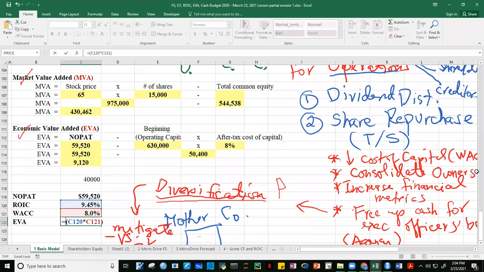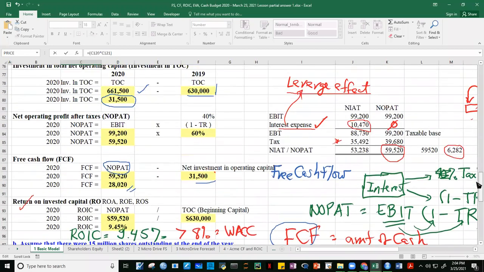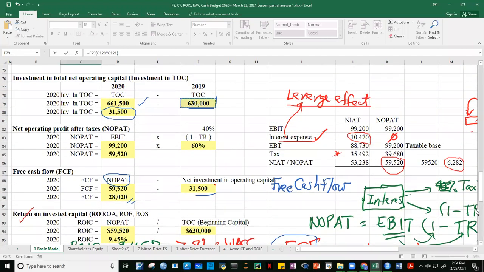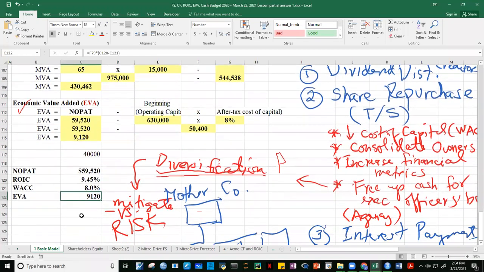So, wait. How much was the capital? At the beginning, capital was 630. So this must be it: 630 times... okay. All right. Sorry, what we need is not the NOPAT but the TOC, the beginning TOC. Okay, sorry, I got confused with the formula.